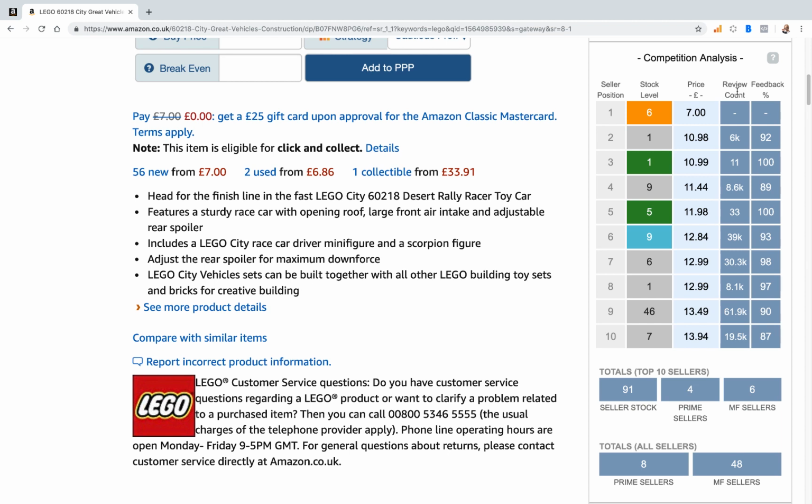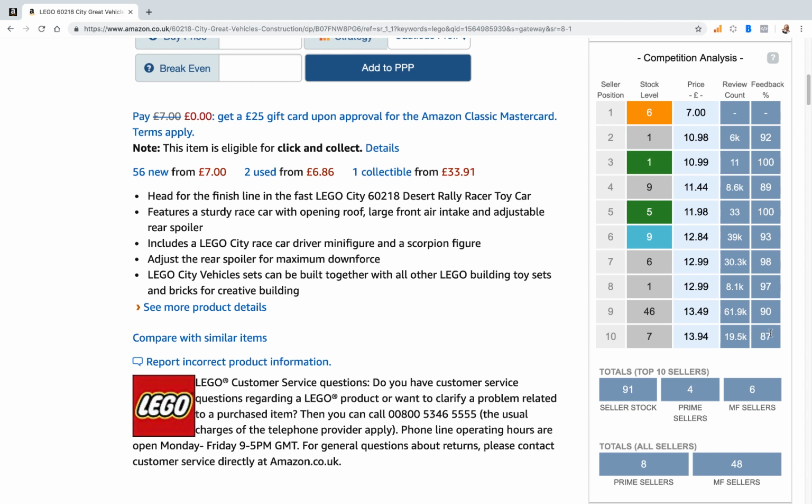And along here you've got your review count, so how many reviews that seller has got, and that gives you an idea of how experienced they are and how long they've been around, because getting reviews on Amazon isn't something that always happens very quickly. It also gives you an indication of the positive feedback, so you can see how much feedback they've got and what percentage of it is positive.